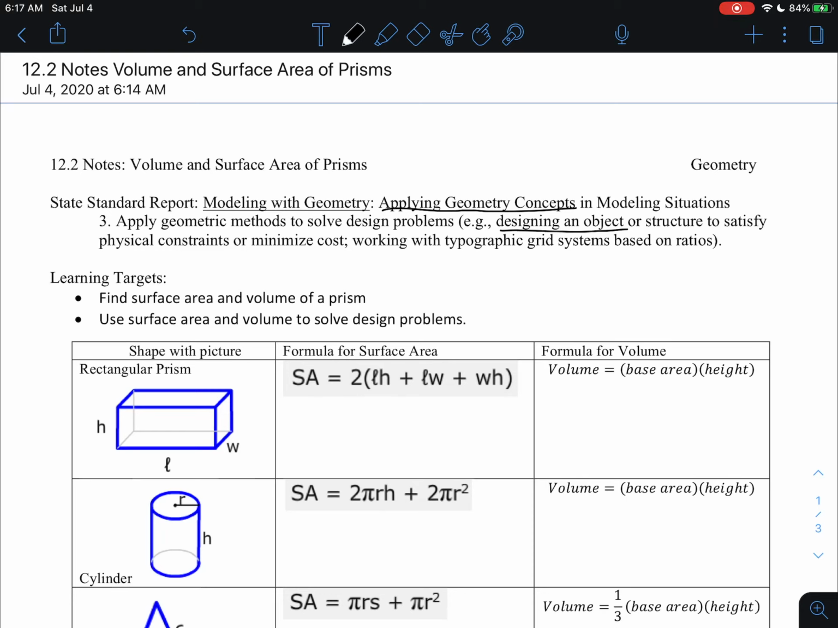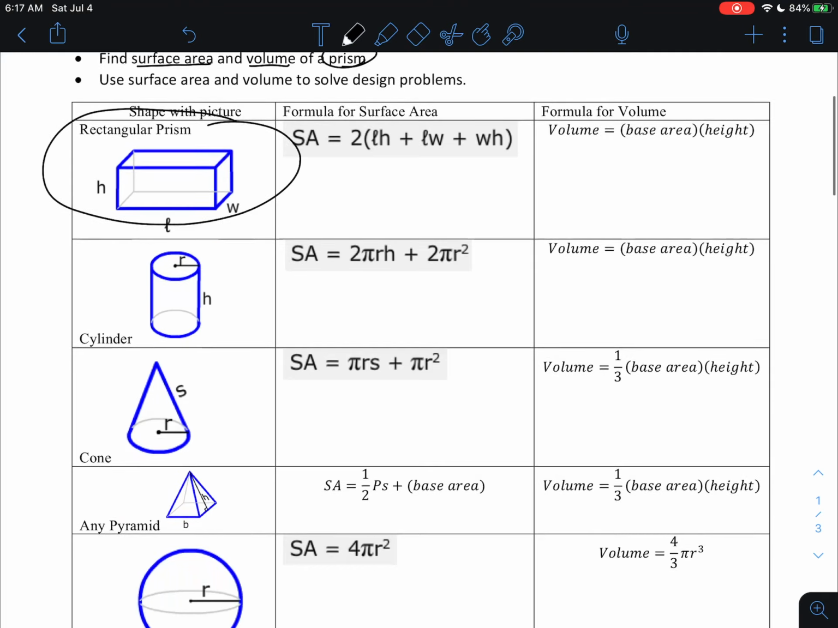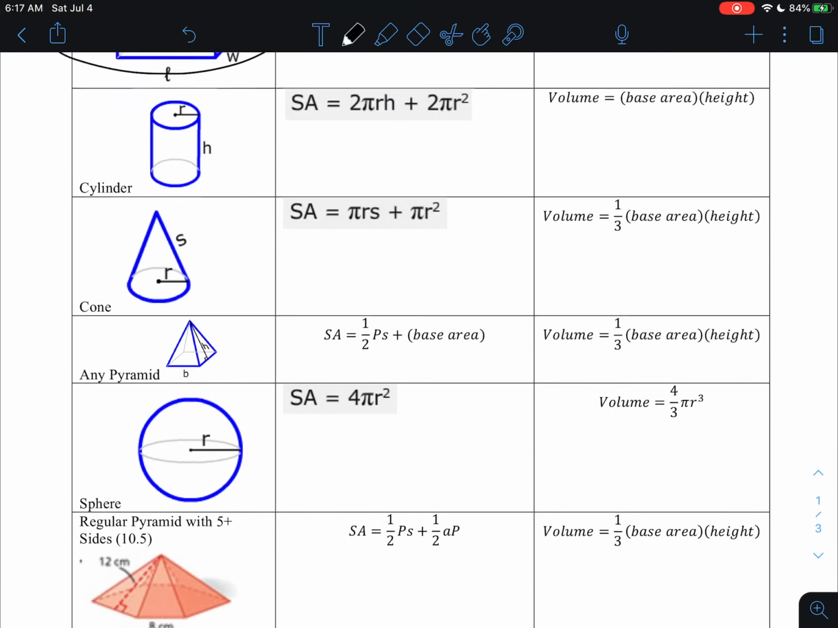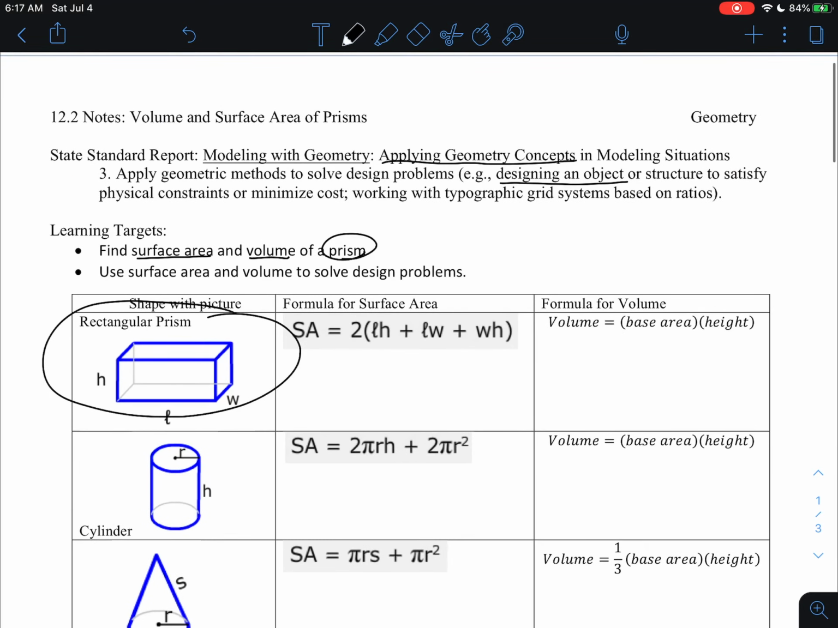And so our goals for today are to be able to find the surface area and the volume of a prism. And specifically, we're going to be talking about right prisms or rectangular prisms. And so this is what we're going to be talking about today. But we do have our formula sheet here, which has some volume and surface areas of other types of shapes. But today we're just talking about rectangular prisms. And then we're going to use that surface area and volume to solve design problems.